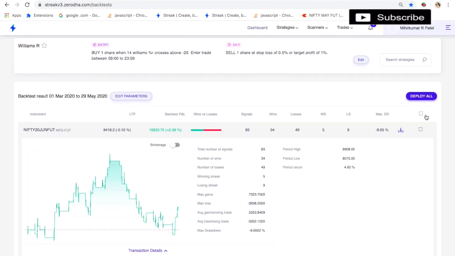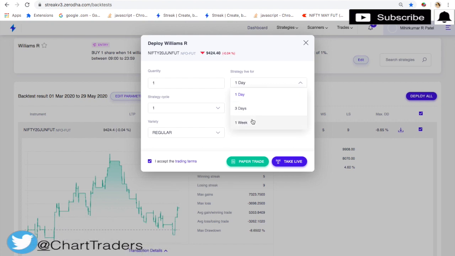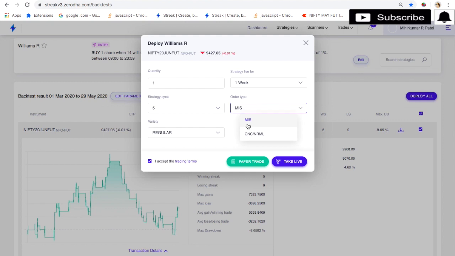Once your algorithm is giving good accuracy, you can make it live. In order to make it live, just click here and deploy. When you deploy, it asks for different parameters: quantity, strategy live for 1 week, maximum number of trades, that is 5 per day, MIS order, you can put CNC also. Variety is regular and bracket.